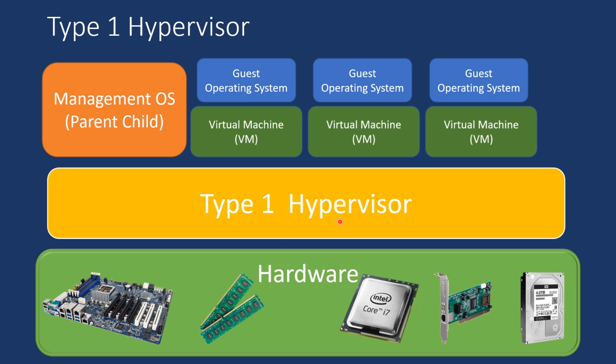Now, this is type 1 hypervisor. If the operating system in the virtual machine wants something from the hardware, it will send the request directly to the hypervisor, type 1 of course, and type 1 directly goes to the hardware. It can access it. This is the difference between type 1 hypervisor and type 2 hypervisor.